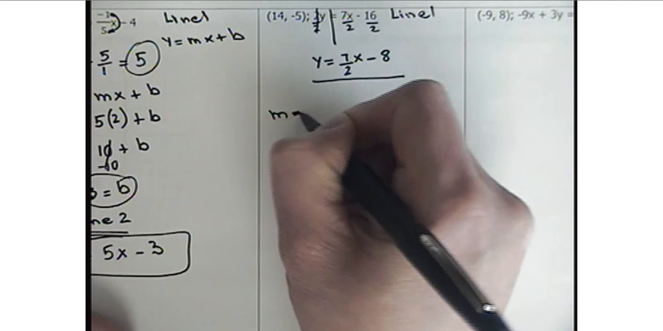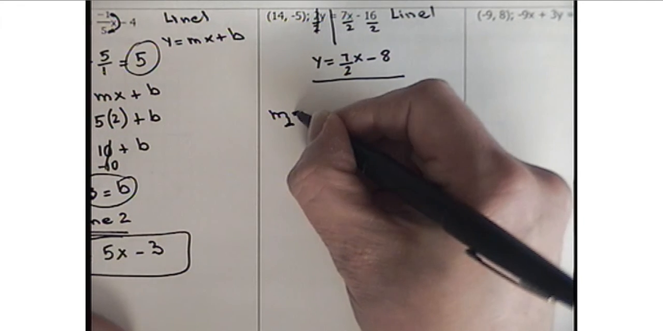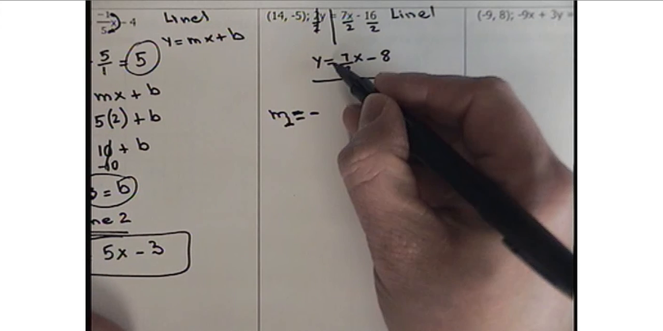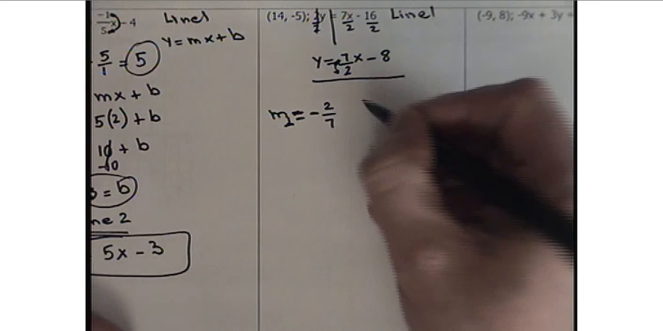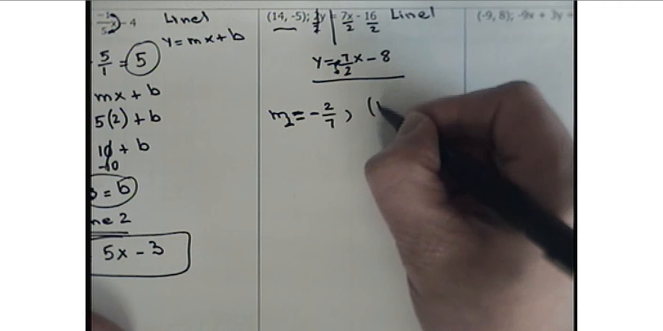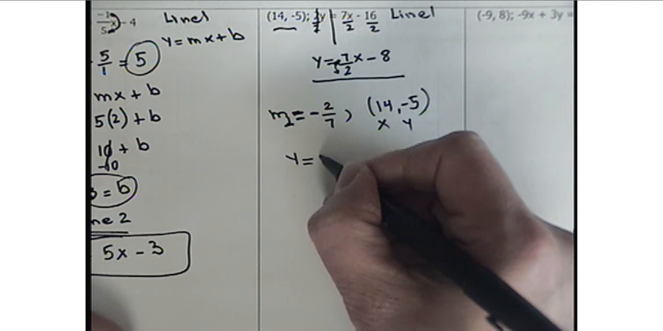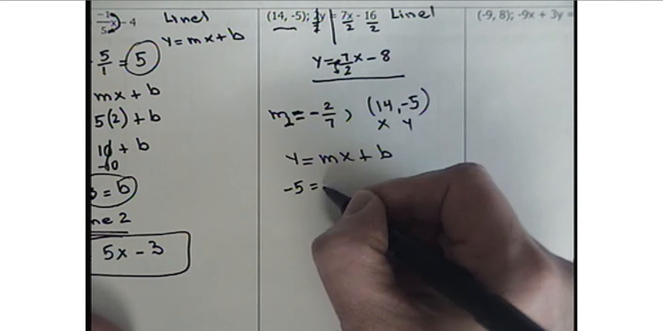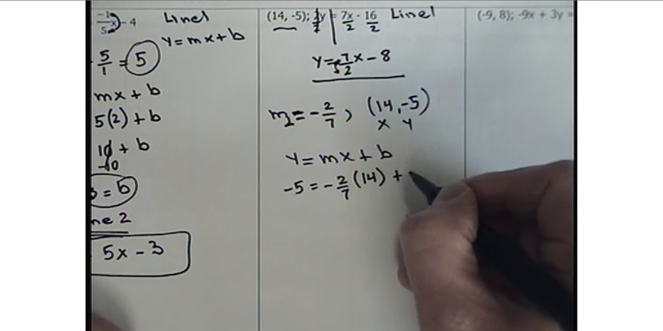Now, by looking at this slope, let's write the perpendicular slope. Perpendicular slope will be m is equal to, this one is positive, so the opposite of positive is negative, and make sure you flip the numbers. So it will be negative 2 over 7. Then we're going to use this point, 14 and negative 5, for x and y, and we're going to substitute in y equals mx plus b form. So y is negative 5 equals, the slope is negative 2 over 7 times x is 14 plus b.